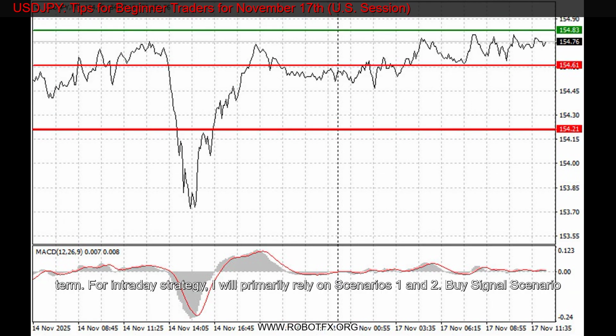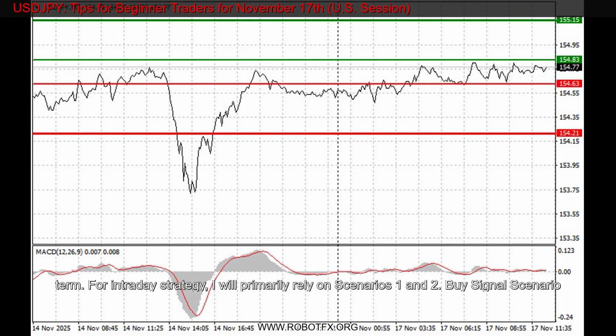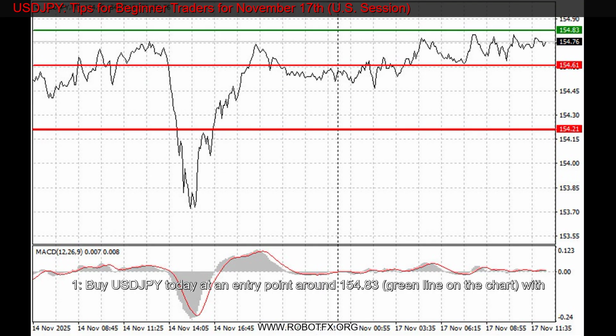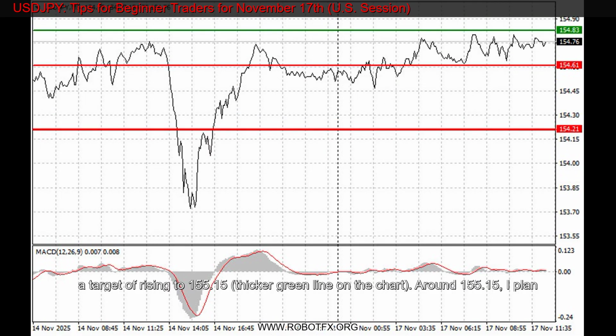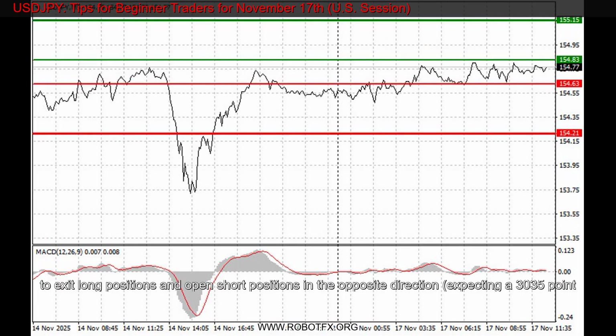Buy signal, scenario 1: buy USDJPY today at an entry point around 154.83, the green line on the chart, with a target of rising to 155.15, the thicker green line on the chart. Around 155.15, I plan to exit long positions and open short positions in the opposite direction, expecting a 30-35 point move. Growth in the pair is possible if the bullish market continues. Important: before buying, ensure the MACD is above zero and just starting to rise.